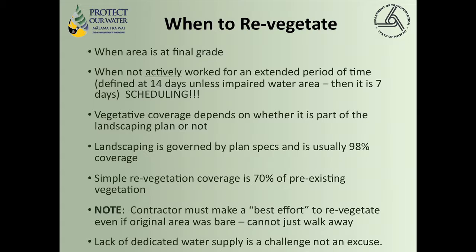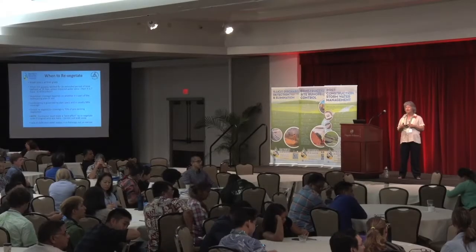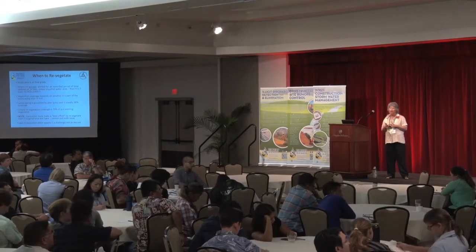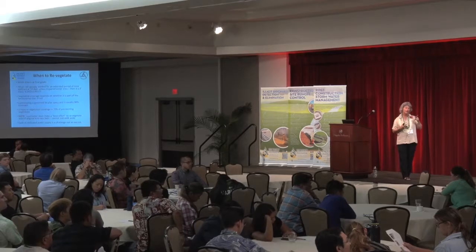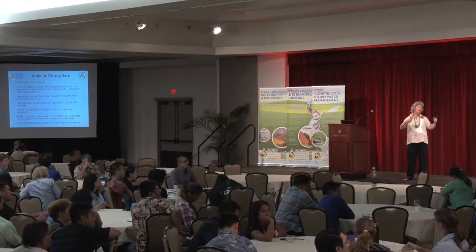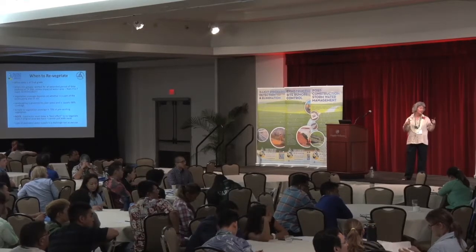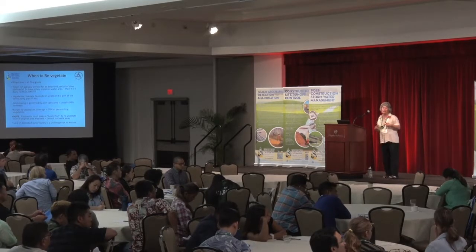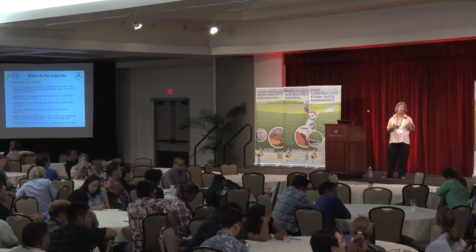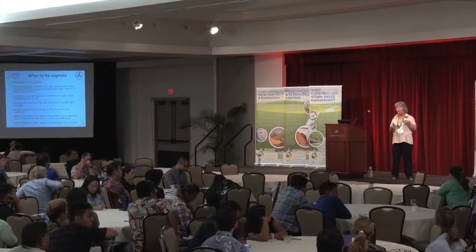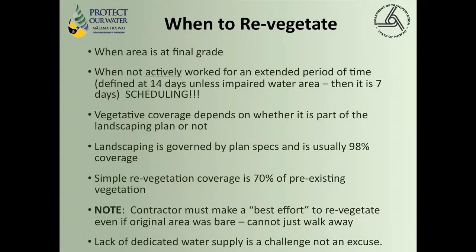The vegetation coverage depends on whether or not you're part of a landscaping plan or whether or not you're just revegetating disturbed areas. Landscaping plan, you follow the plan. DOT specs usually call for 98% coverage, have a weed content, all that sort of stuff. Revegetating for just disturbance is 70% of the pre-existing. That doesn't mean if the area was bare when you started and you have pictures to prove it, you cannot walk away. You must attempt revegetation.